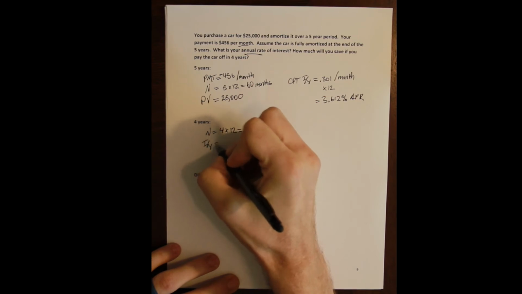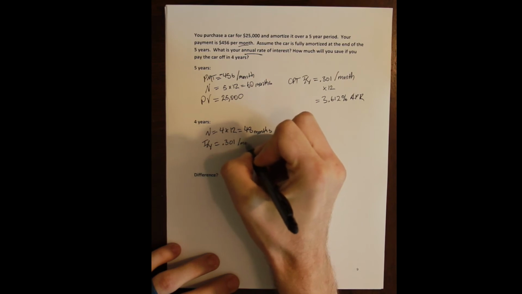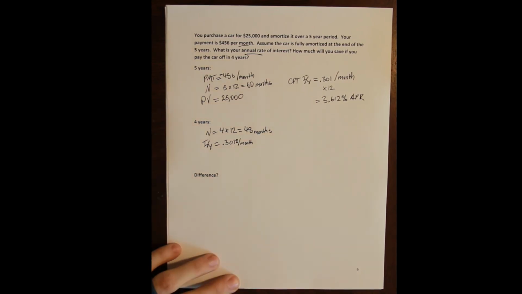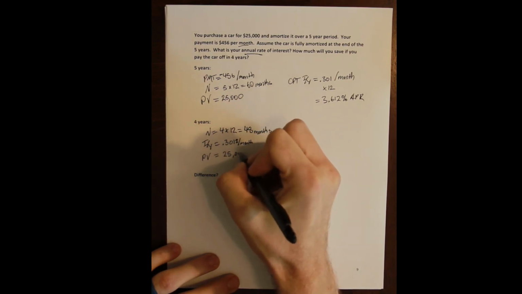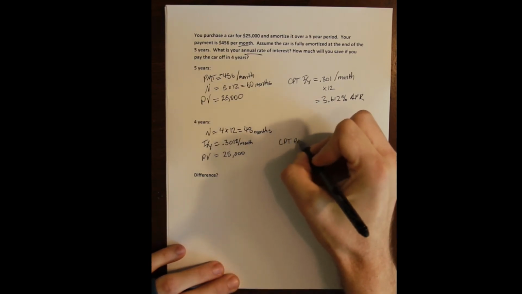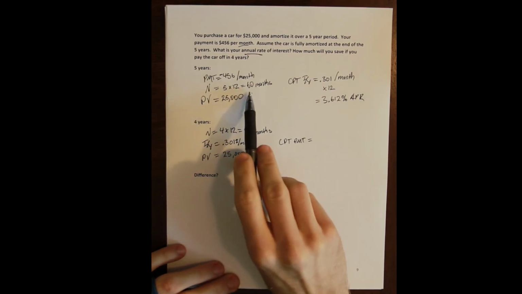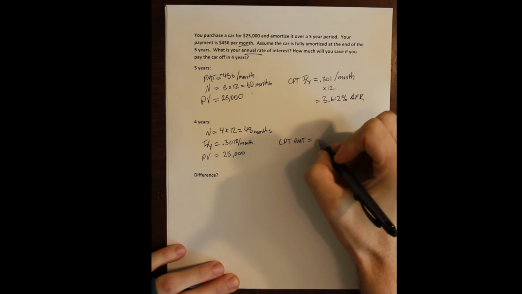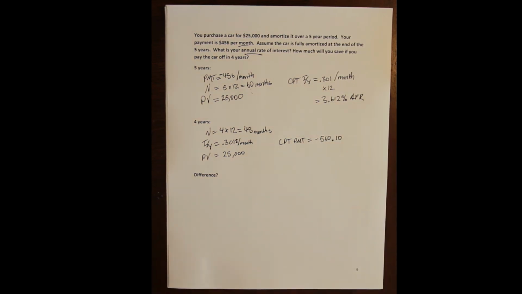I now know my I/Y, right? My I/Y on this loan that I have is 0.301% per month. And my present value hasn't changed. It's still $25,000. Right? That's the amount that I borrowed. So now I say, okay, compute the payment. This is saying, if I want to pay it off in 48 months instead of 60 months, how is my payment going to change? Well, my payment is going to increase to $560.10. So I got to pay about $100 more a month in order to pay off the car 1 year sooner.